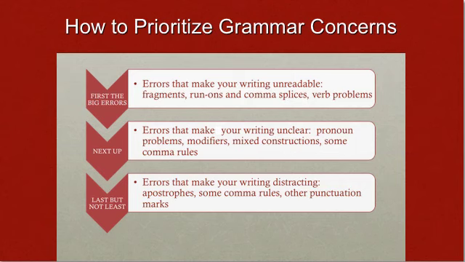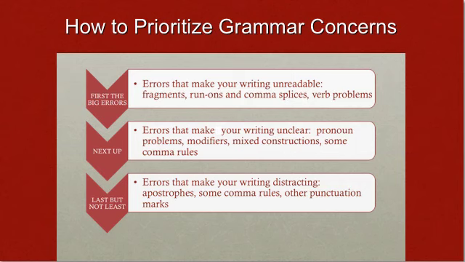Let's take a look at the most common types of errors, in order of importance. First, we have the major errors, those that make your writing unreadable: fragments, run-ons and comma splices, and verb problems. Try to tackle those areas first. Next up, we have the errors that make your writing unclear: pronoun problems, mixed constructions, and some comma rules. Last but not least, we have the errors that make your writing distracting: apostrophes, comma rules, and most punctuation errors. A brief overview of a Comp Class personalized study plan will demonstrate the range of errors students might make.